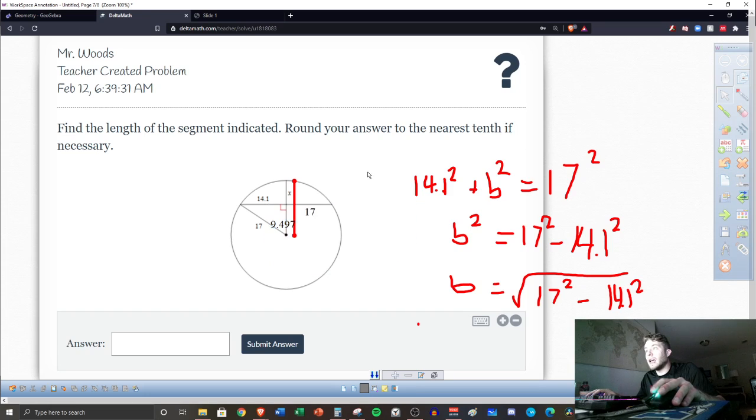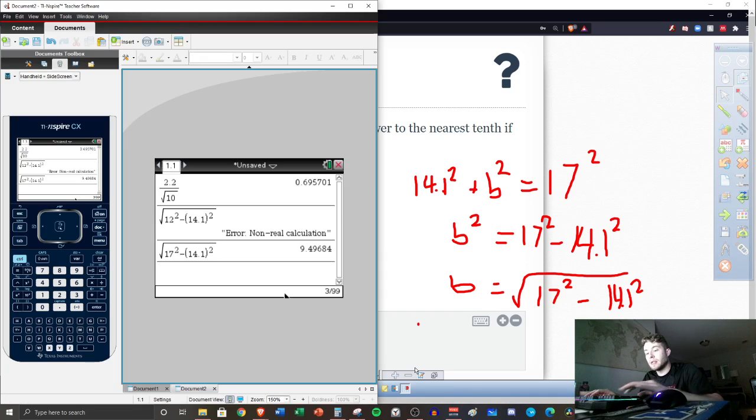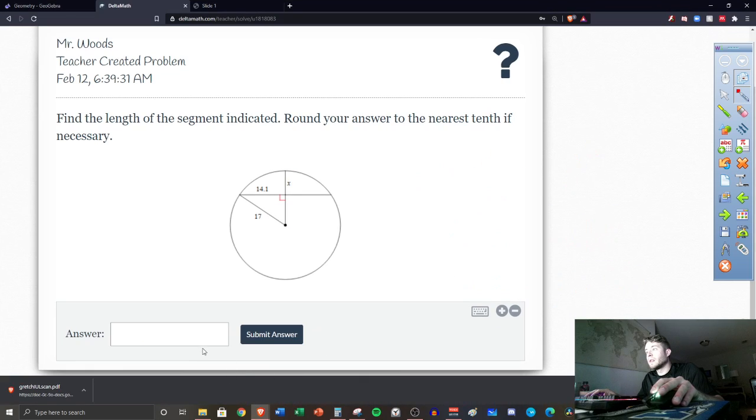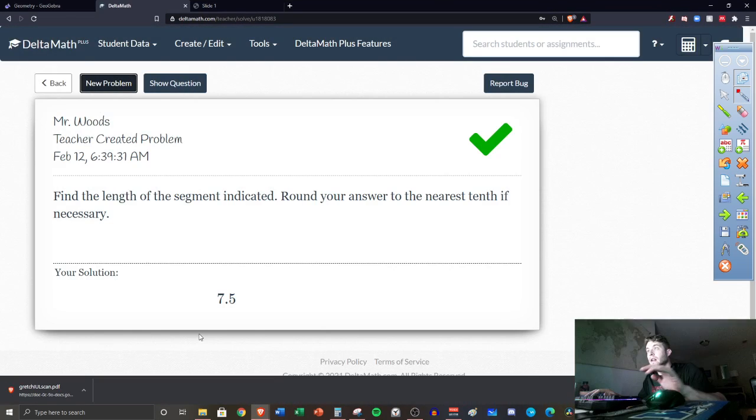So how do I get x? Well, I need to take 17 and subtract this. So I want 17 minus this. So 7.5 would be my answer. So that's 7.5. Let's try that. We got it.